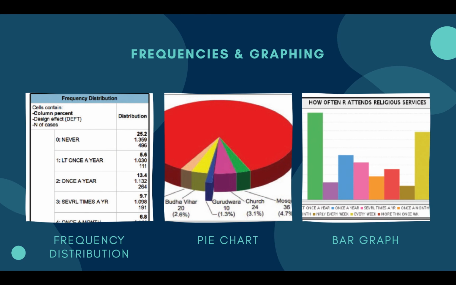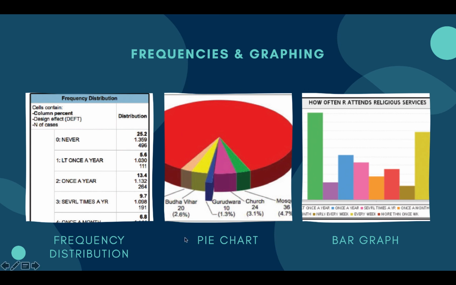Then we have graphing, right? So we can calculate a frequency distribution, right? A frequency distribution says how many people said this, right? 1,030 people said less than once a year, that they go to church. So I think this is the attend variable from earlier. 1,132 people said, I go to church once a year, right? It gives you percentages, right? What percent of people said that? So on and so forth. That is a frequency distribution in table form.